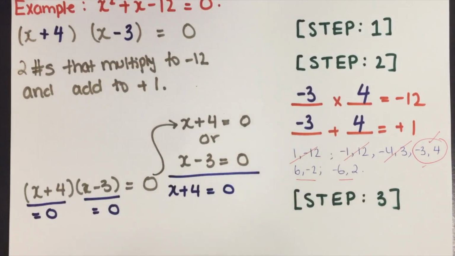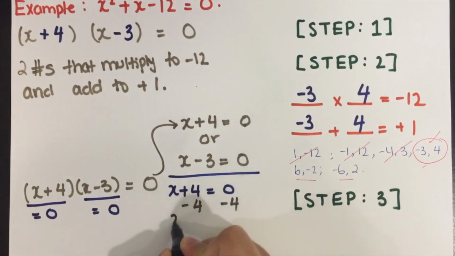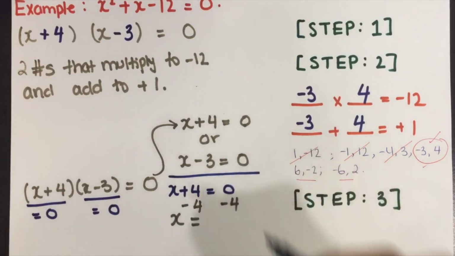In order to solve this, we want our variable x to be on one side and our numbers to be on the other side. So let's have our x variable on the left-hand side of the equal sign and our number 4 on the right-hand side. In order to bring 4 over onto this side, we have to subtract 4 from both sides. So that means x equals 0 minus 4, which is negative 4.